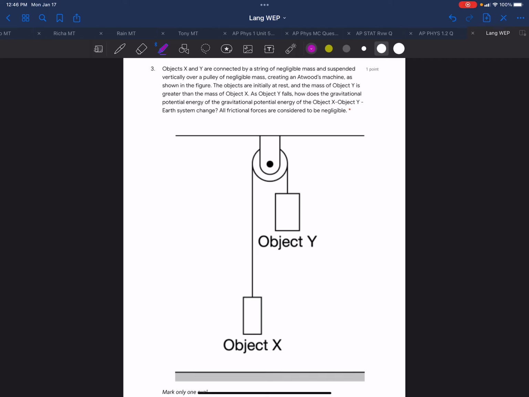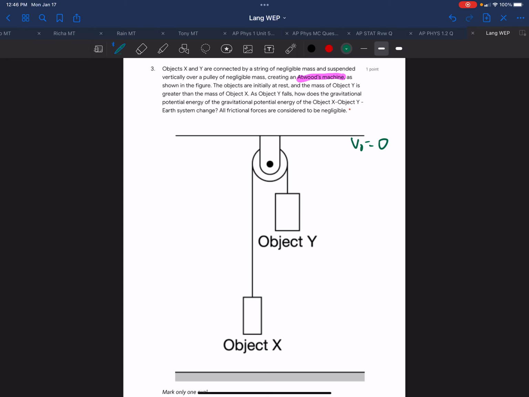In this question, we have two blocks. The string is of negligible mass. It's vertically over a pulley of negligible mass, creating an Atwood's machine. They're initially at rest, so we know v0 equals 0. Y has greater mass than object X.